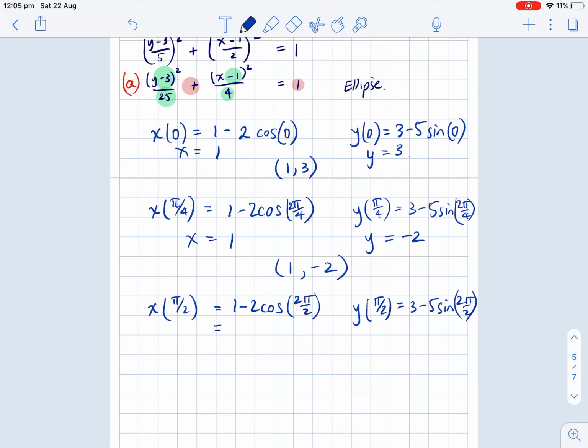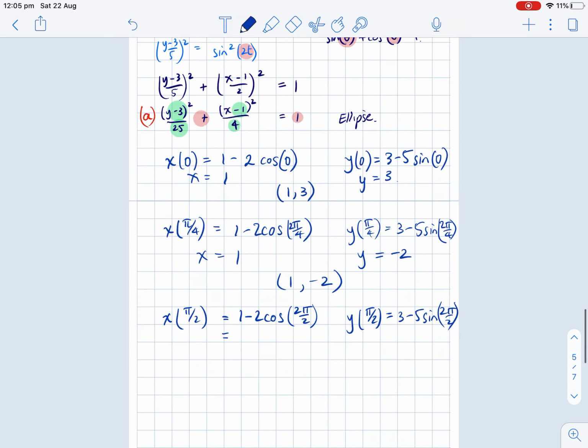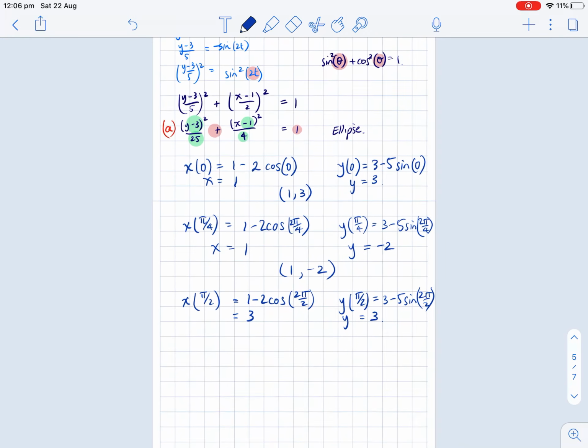And my cos value at pi is negative 1. So this becomes 1 minus 2 times negative 1, which is equal to positive 3. And the y value is 0, so that's y equals 3. Hopefully I've got that correct. So sine of pi is 0, so that becomes 3 again. Okay.